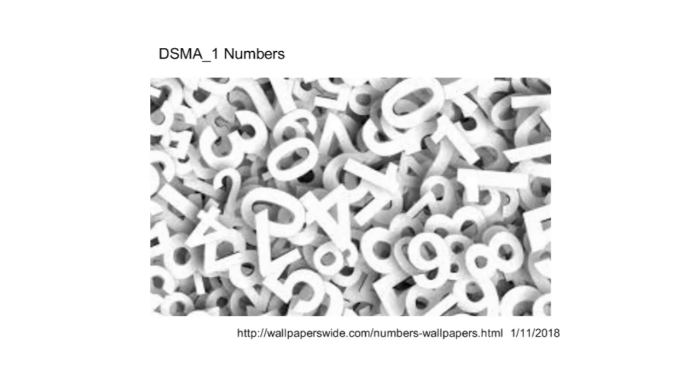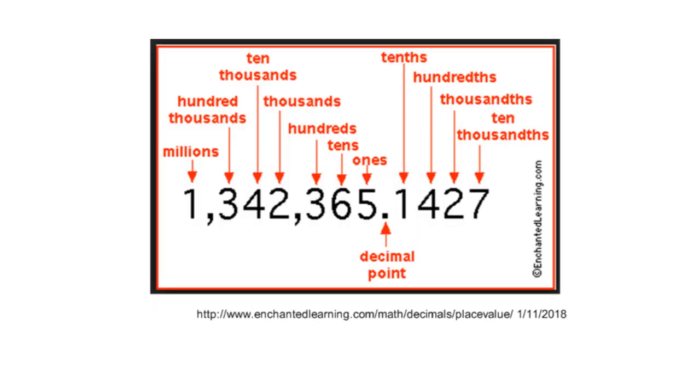In this section, DSMA 1, Numbers, we are going to learn about place values, rounding numbers, number sets, and simplifying expressions or working with order of operations. Before working with place values, let's review what numbers we can use to make larger values.